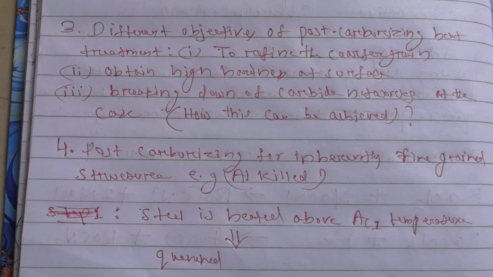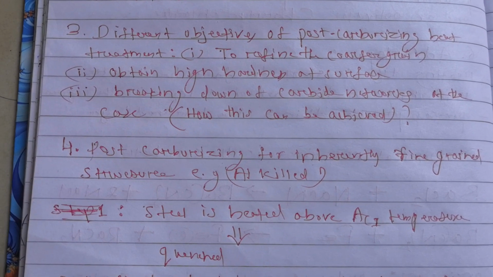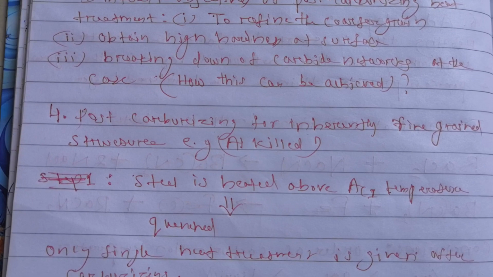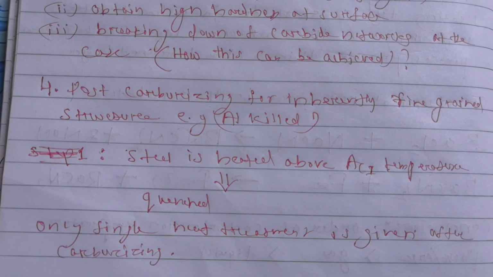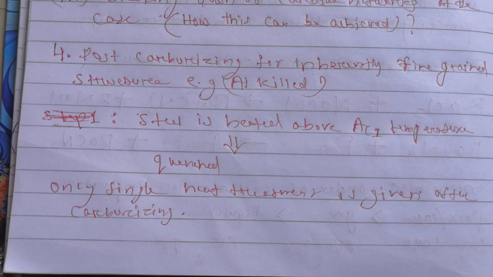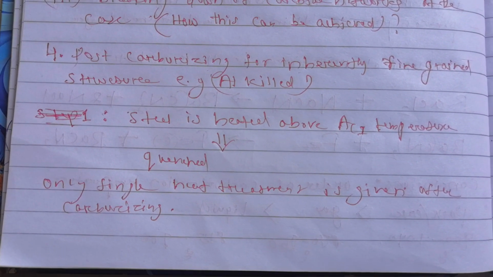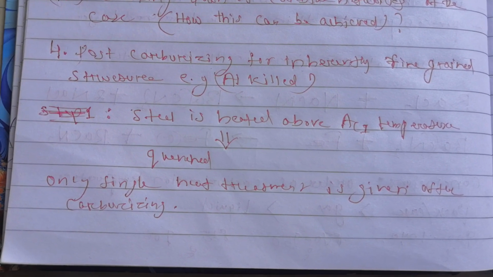Then post carburizing for an inherently fine grained structure. The best example is any aluminum killed steel. So there are certain steels which have an inherently fine grained structure. In that case, what is the post carburizing heat treatment? It is a single step heat treatment where steel is heated above the AC1 temperature and just oil quenched.